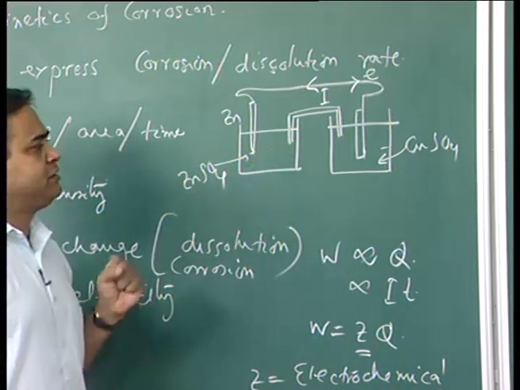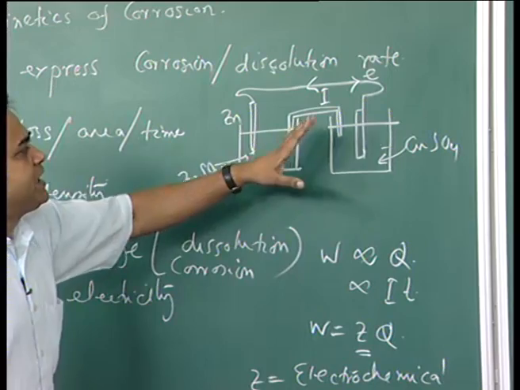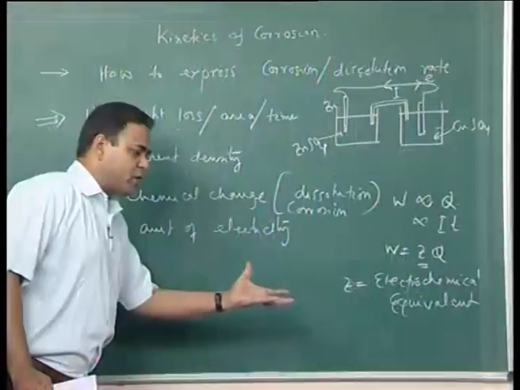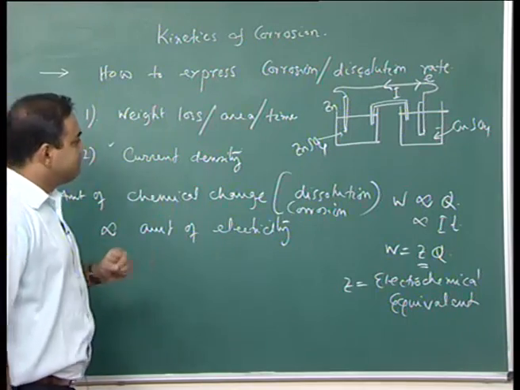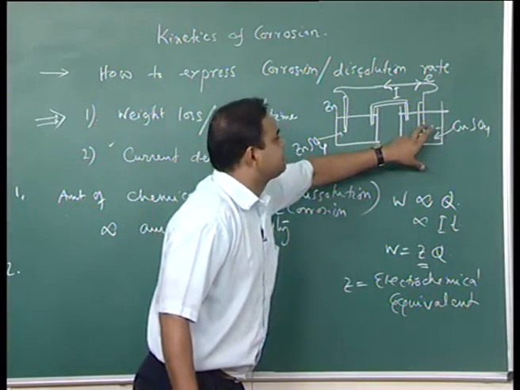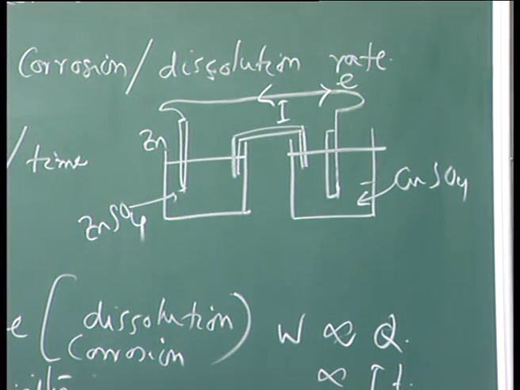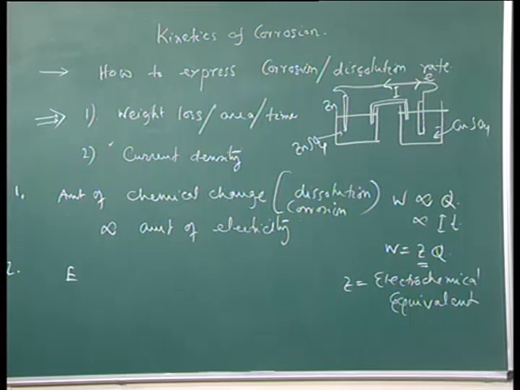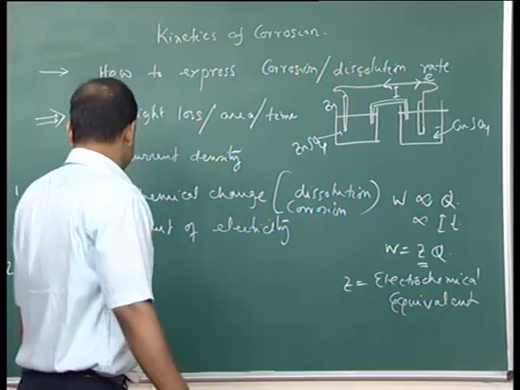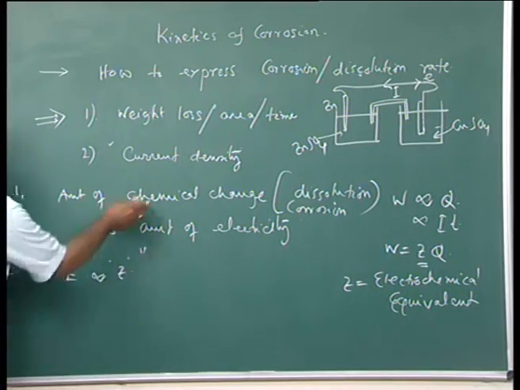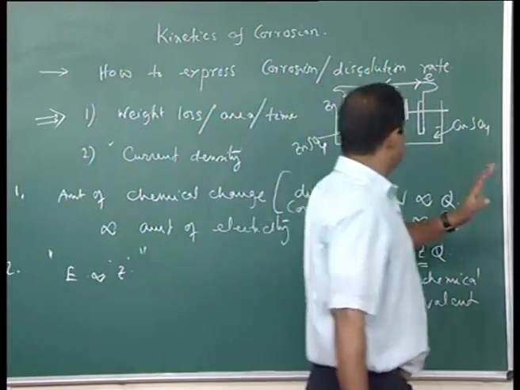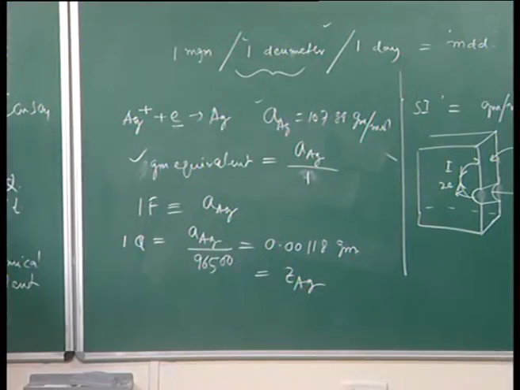Now, if you supply the same current for the same duration of time, then you will see that the amount that would be deposited on the copper side and the amount that would be coming out from the zinc electrode into the zinc sulphate solution will be chemically equivalent. That means that E, let us say E is my chemical equivalent, would be proportional to Z, which is my electrochemical equivalent. So, this is the second law, but the first law would be enough to have a relation between the current and the corrosion rate. Let us get into that part.